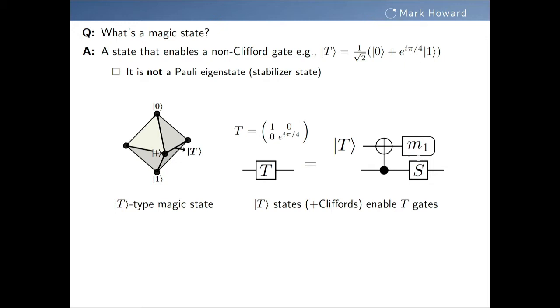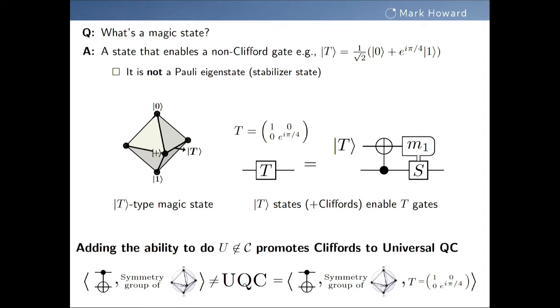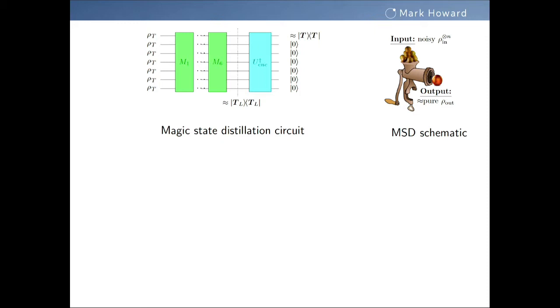So what's good about the T state is that we can just take a copy of it, form this Clifford circuit, and then that gives us effectively the T gate, which we want. So just to reiterate, if we have the Clifford group, which is this bit here, you don't get universal quantum computing, but you have the Clifford group, and then you add in this T gate, you do get a universal quantum computing capability.